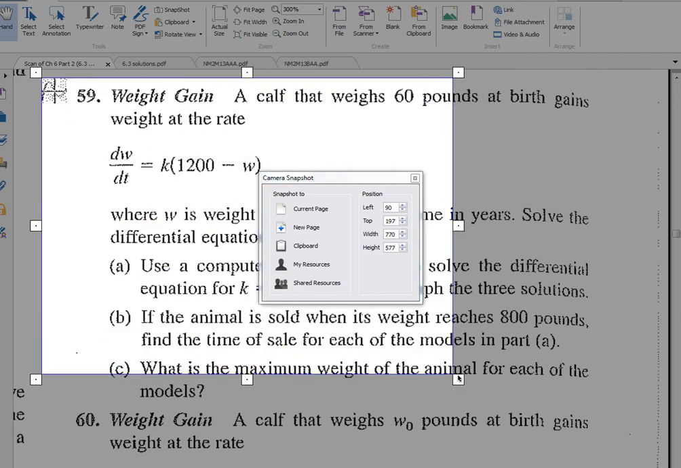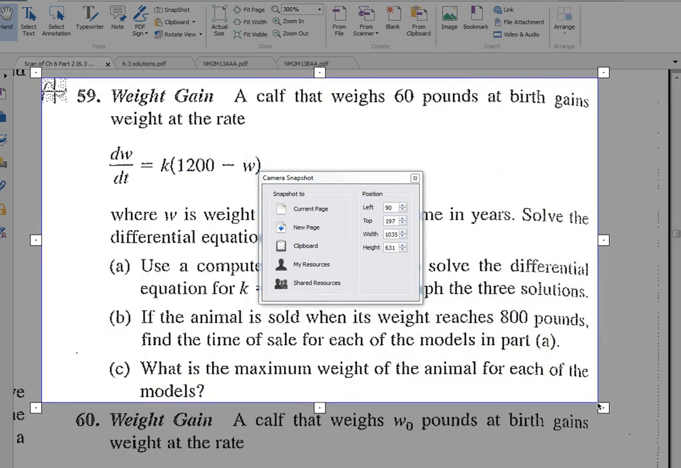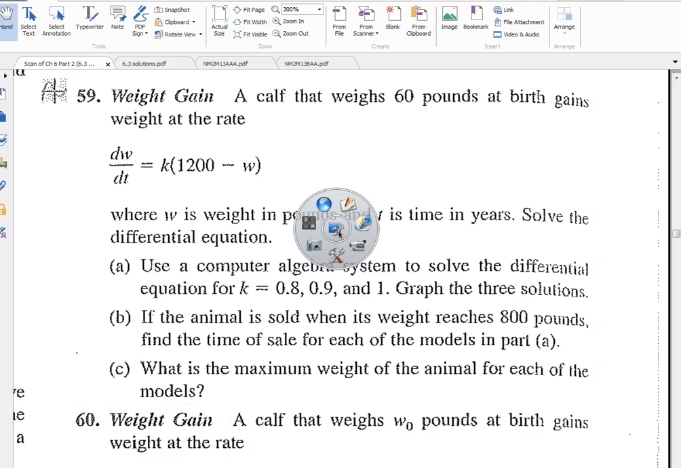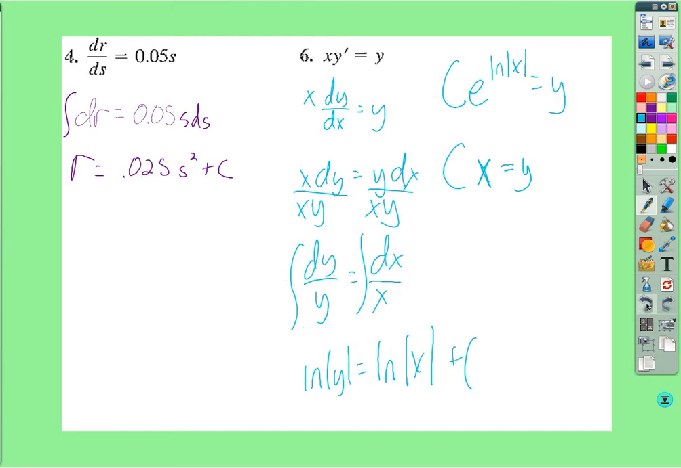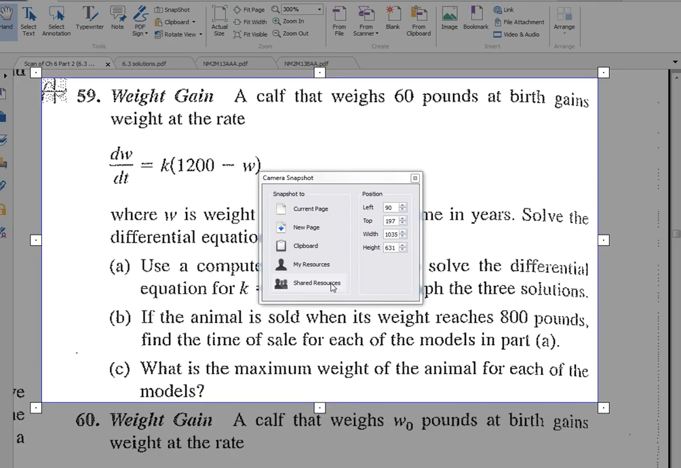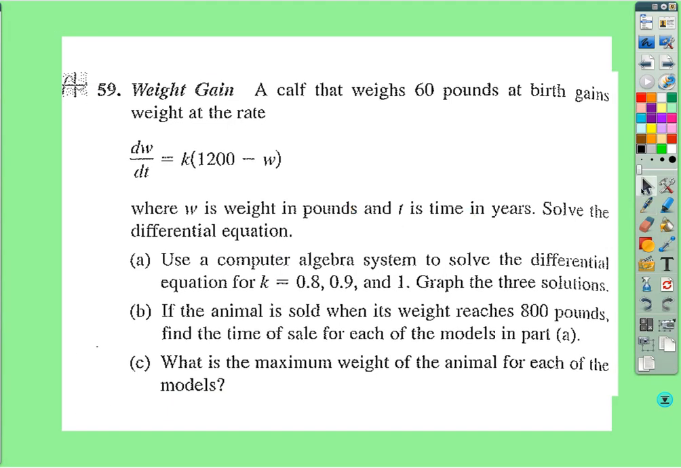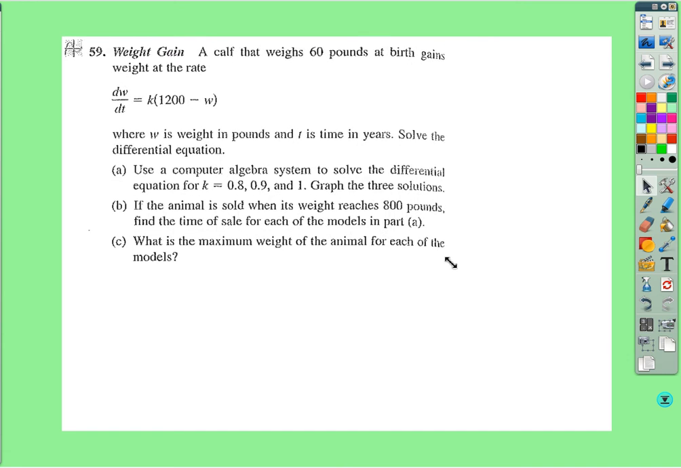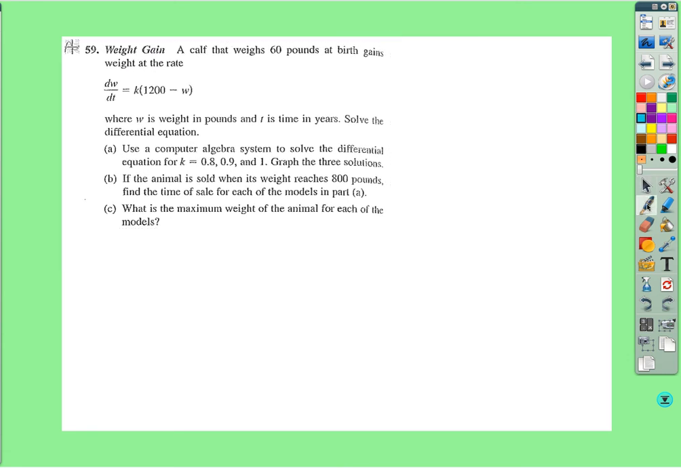I think it's probably purely because of the kind of problem it was. I didn't look at part A, so let's see. Forget about part A. We use Wolfram Alpha and all sorts of things to make sure we find a way to solve this differential equation.